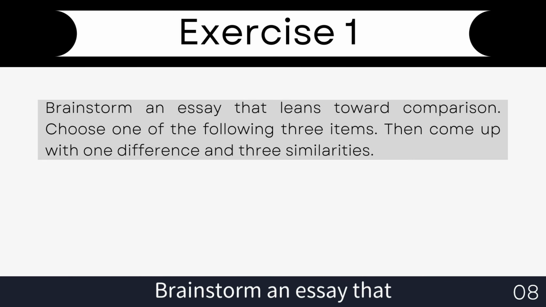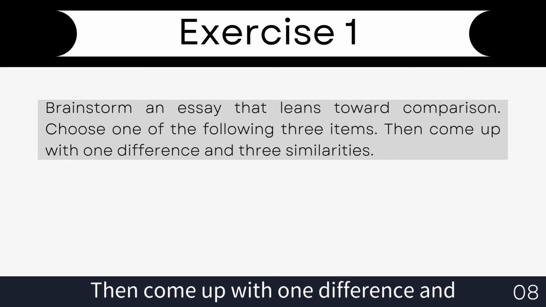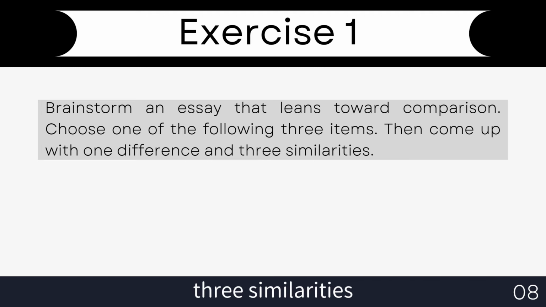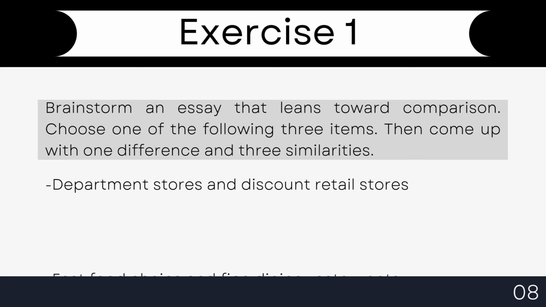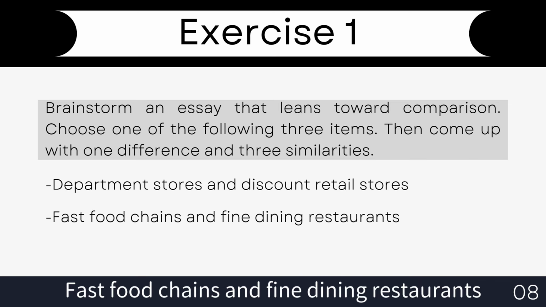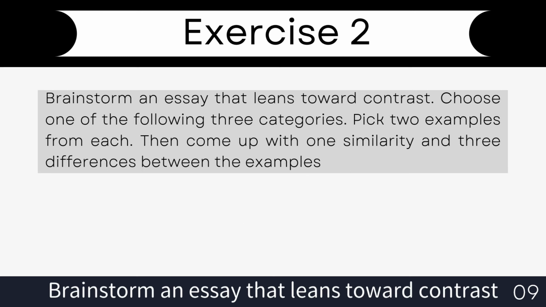Brainstorm an essay that leans toward comparison. Choose one of the following three items. Then come up with one difference and three similarities. Department stores and discount retail stores. Fast food chains and fine dining restaurants. Dogs and cats.